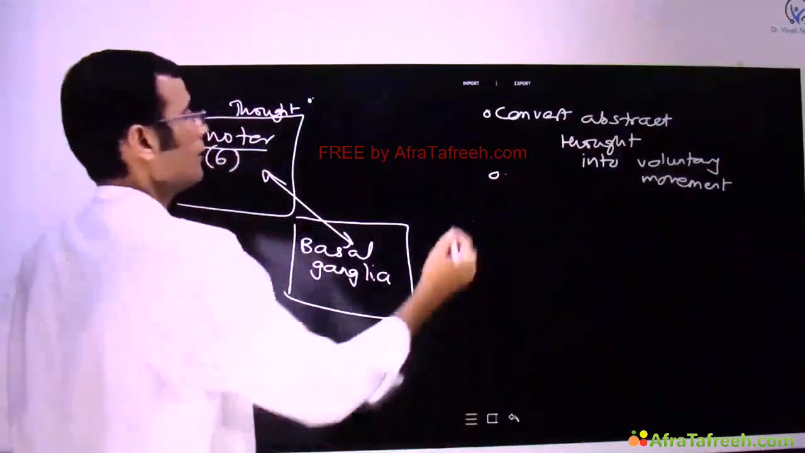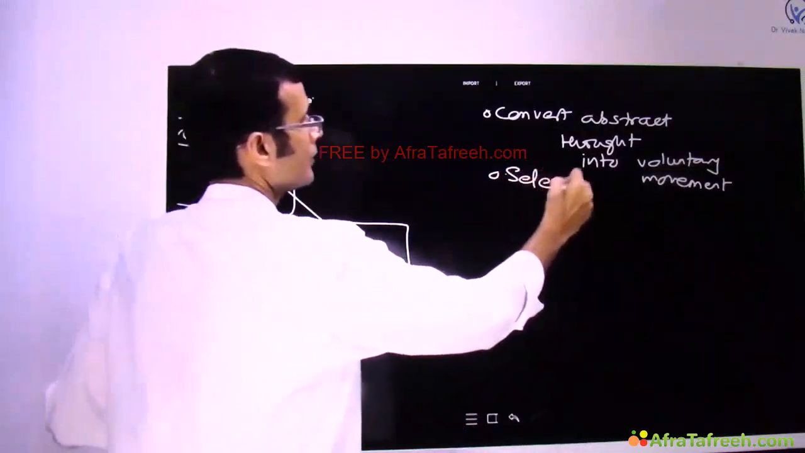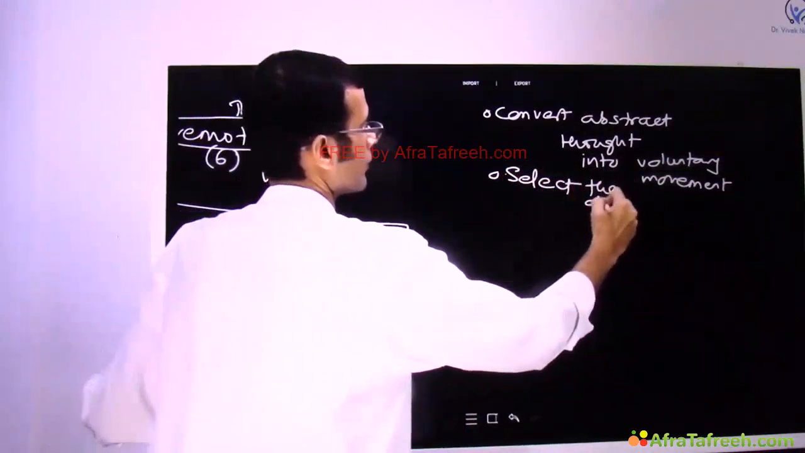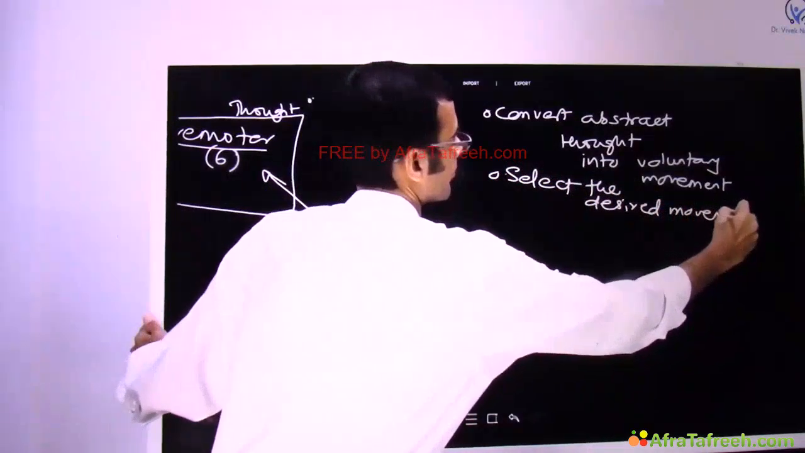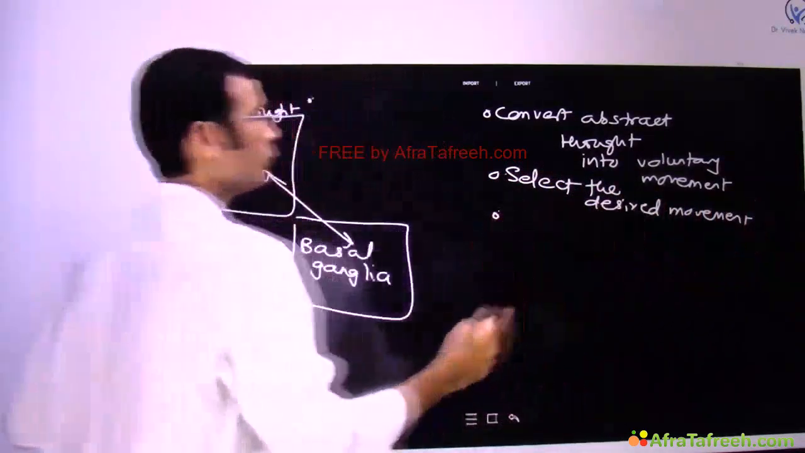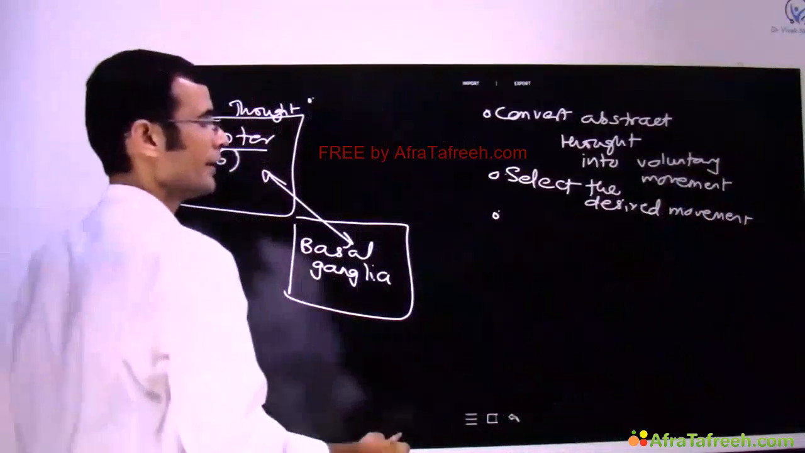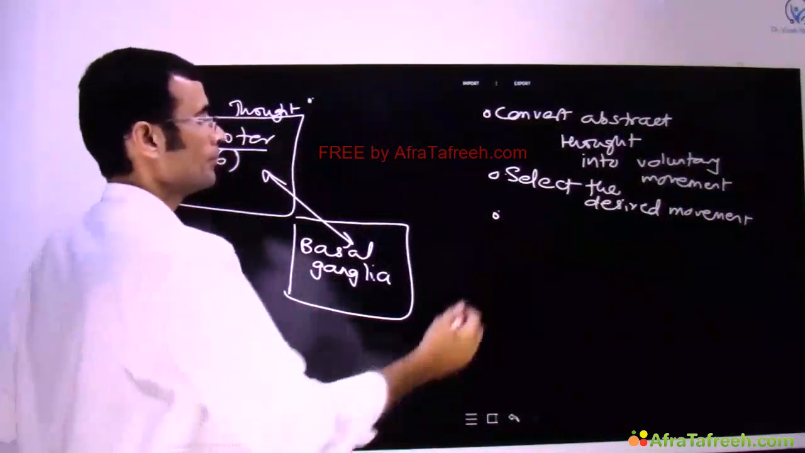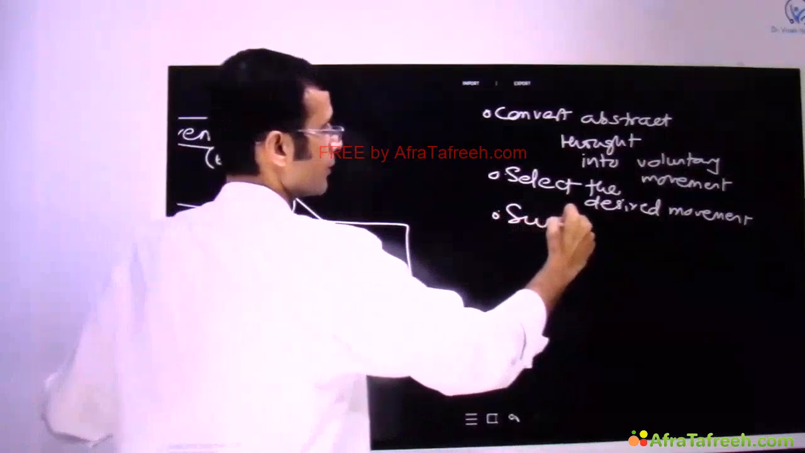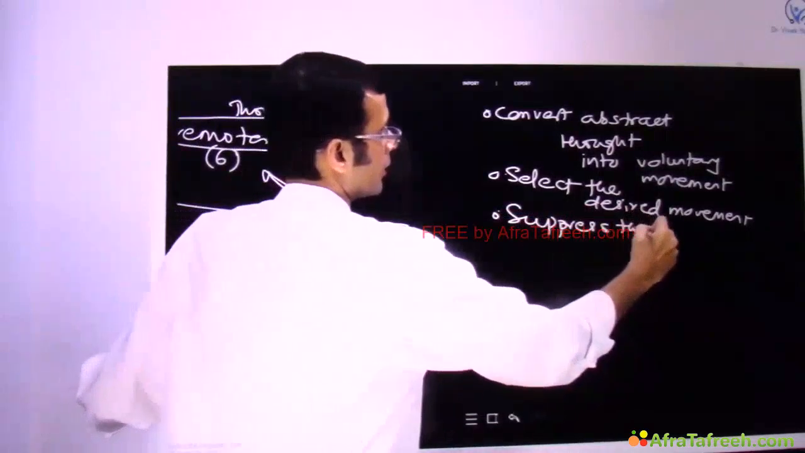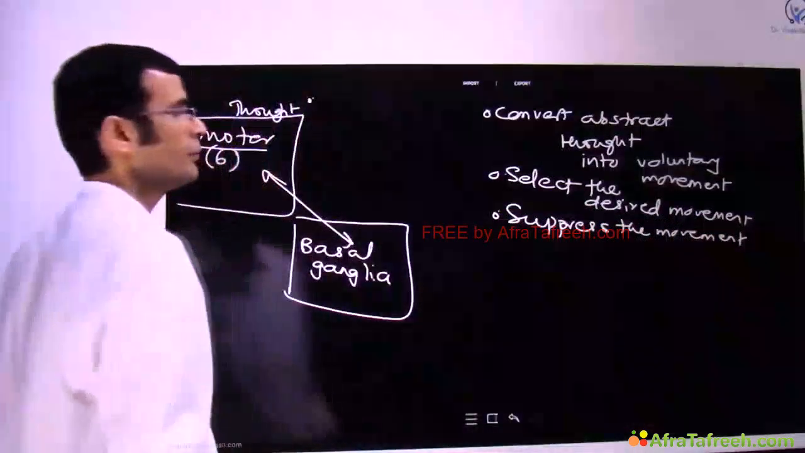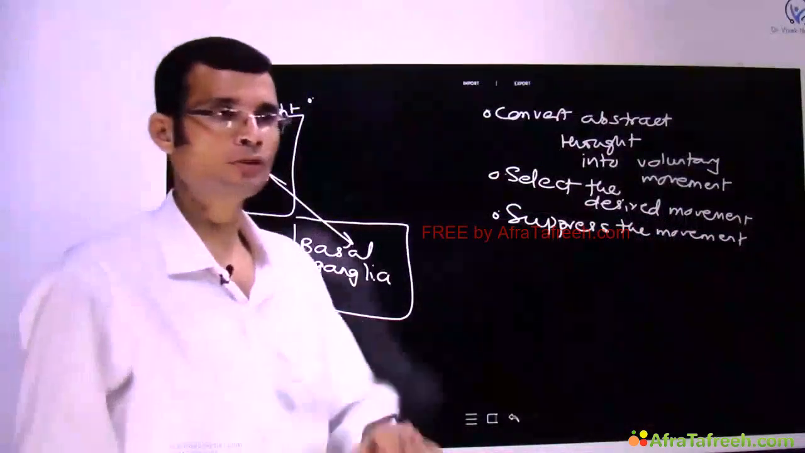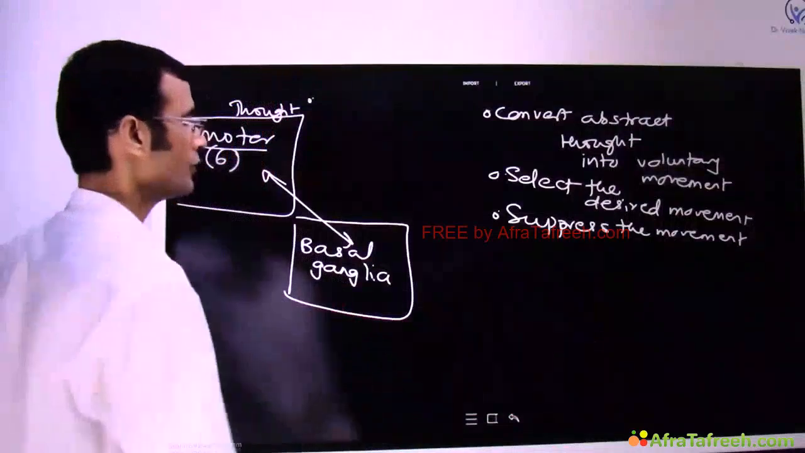Basal ganglia will then select the desired movement. There will be 10 movements possible. Basal ganglia will select the most appropriate, most desired movement, and suppress the movement. There may be 10 other movements possible. So suppression of the movement is also a function of the basal ganglia.